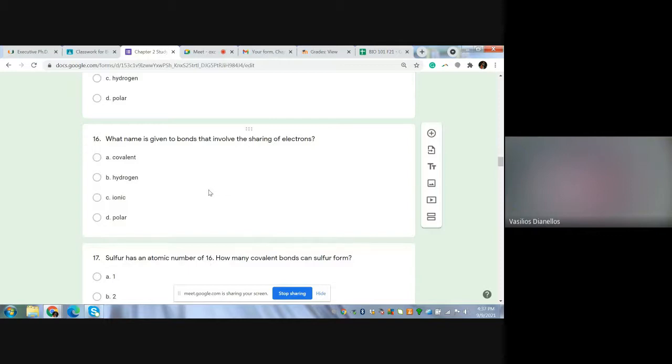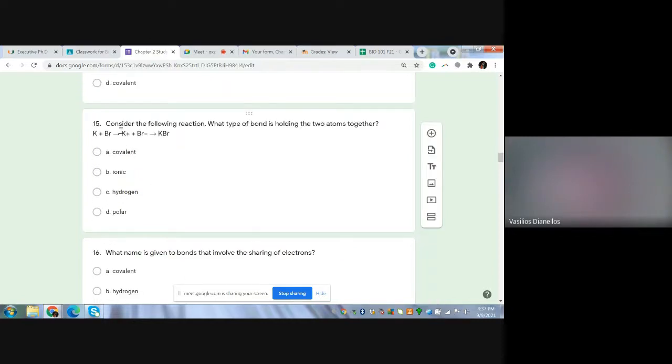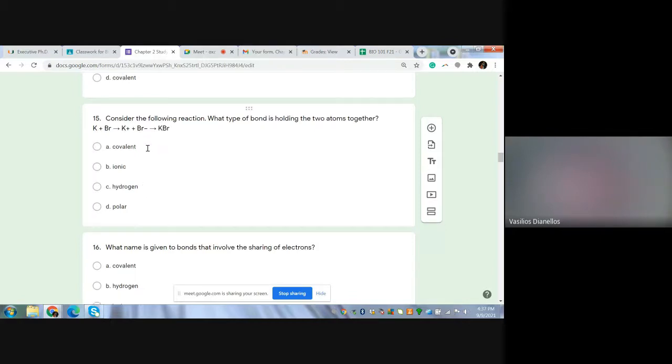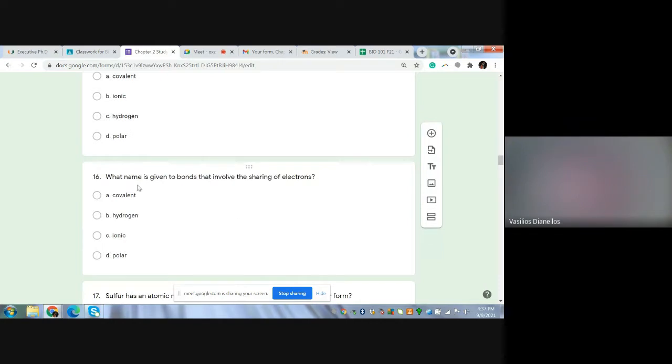Number 16, what name is given? Okay, if you're talking about sharing electrons, it's covalent. So you need to know that. So up here we talked about ionic, where you give up electrons or take electrons and you become charged, right? You become ions. That's an ionic bond. When you're sharing electrons, it's covalent. And remember that prefix co, right? Like if you cohabitate, you share an apartment, right? You get the picture. So any questions about number 16?